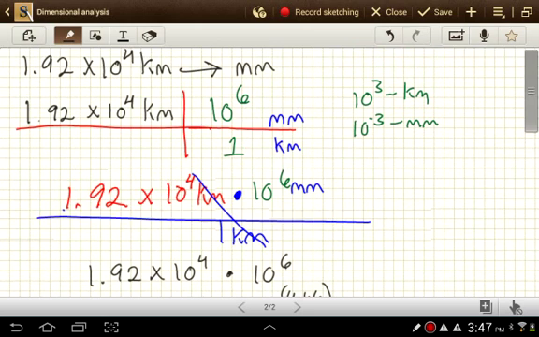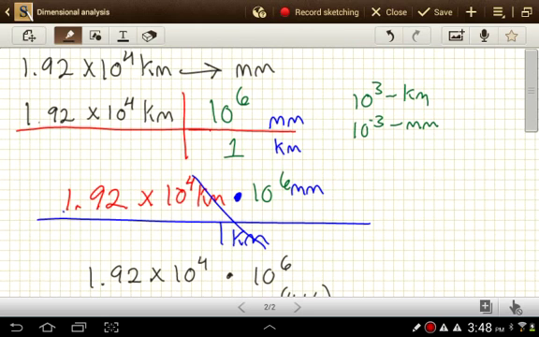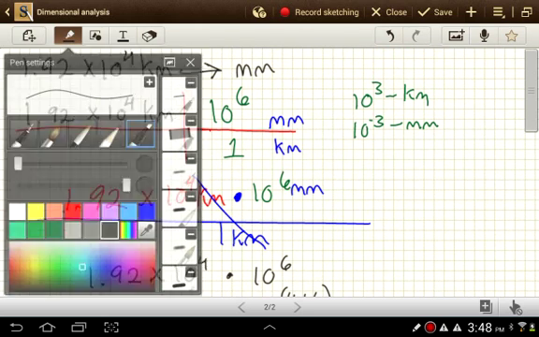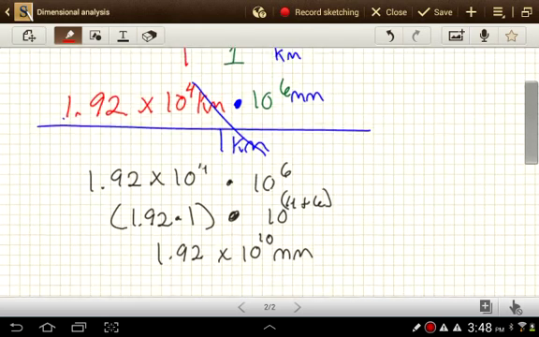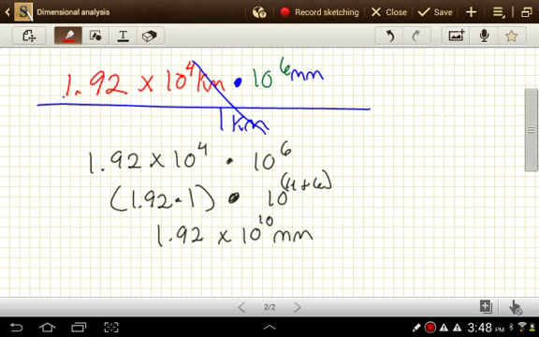Now keep in mind, a kilometer is much larger than a millimeter. So I can fit more millimeters into a kilometer. So it stands to reason then my answer should be larger, because I'm fitting more millimeters into kilometers. By how much? Well, 1.92 times 10 to the 10 millimeters. I hope that clears some things up.